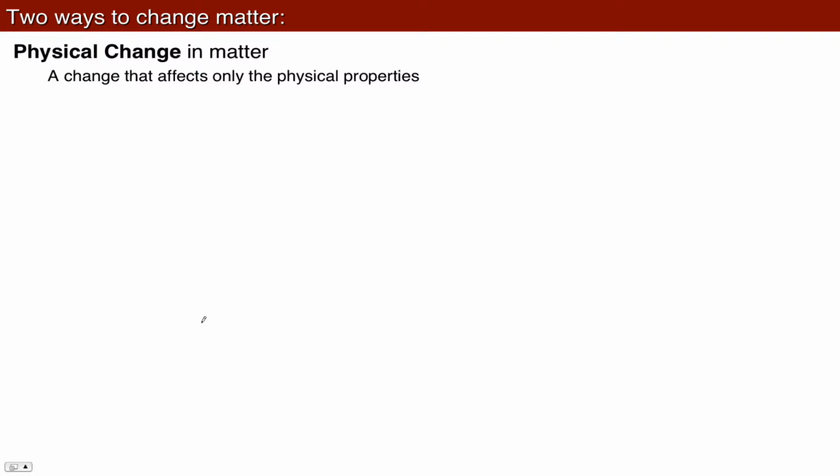So today we want to talk about chemical and physical changes and what all that entails. So first, let's talk about the two ways that we can change matter. The first way is through a physical change. So this is something that only affects the physical properties.